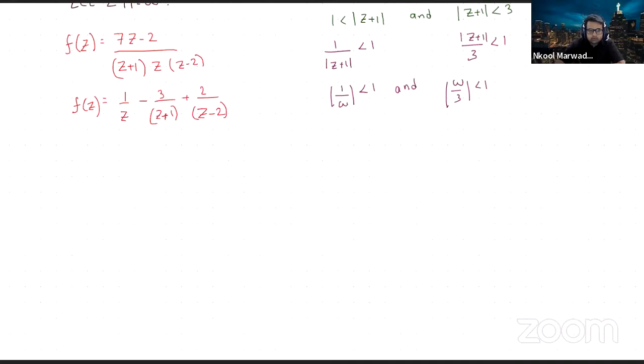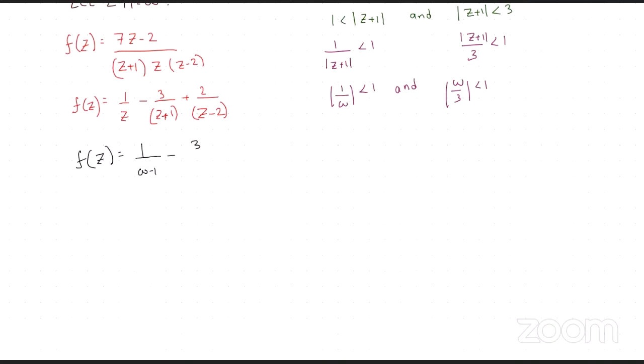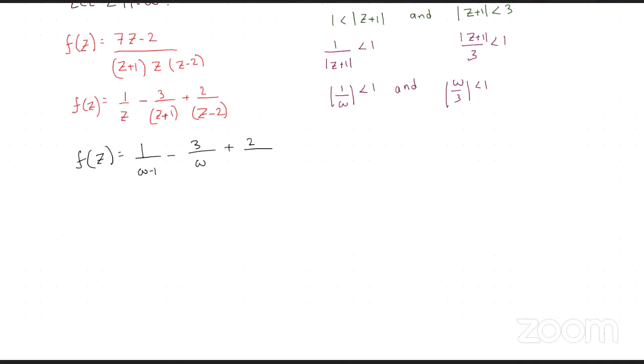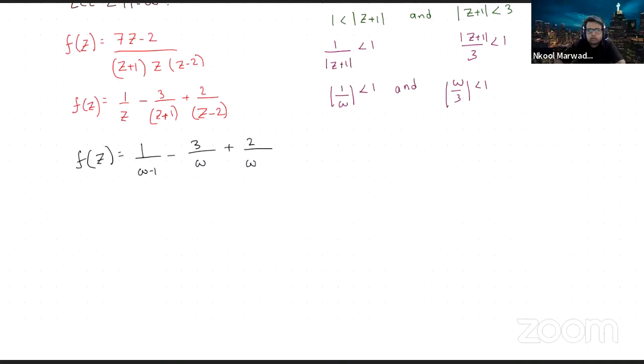So f of z will be, okay, z is omega minus 1, so omega minus 1 upon omega minus 1 minus 3, it becomes omega only, because minus 1 plus 1 cancel, plus 2 upon omega minus 3 minus 1 minus 2.